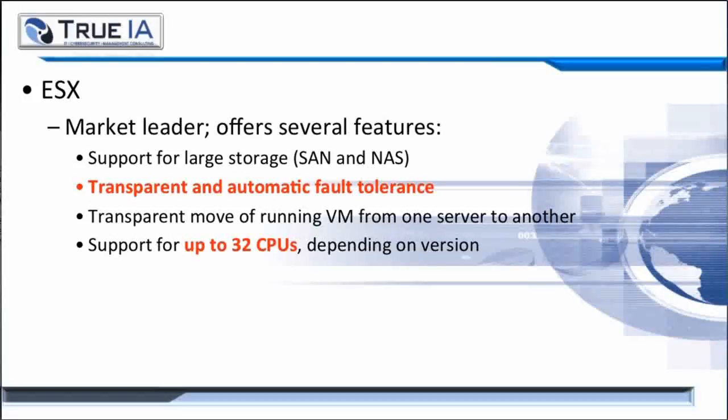Now, ESX is the market leader. Several features offered, even full support for large storage like NASs and SANs, completely transparent and automatically fault tolerant. It fails over to itself, and full support for up to 32 CPUs. That is a lot of processing power.